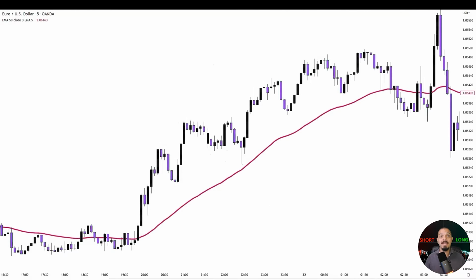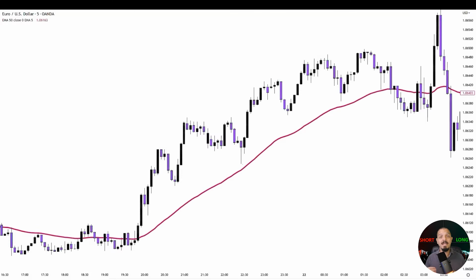Alright, now let's get into the setup itself. The great thing is, it's super simple, and it works across all time frames. Forex, crypto, stocks, you name it. And it all comes down to just 2 key steps. Alright, so let's break down the actual setup step by step.